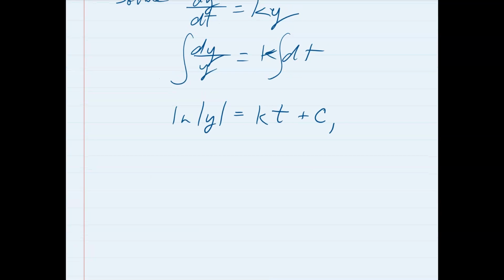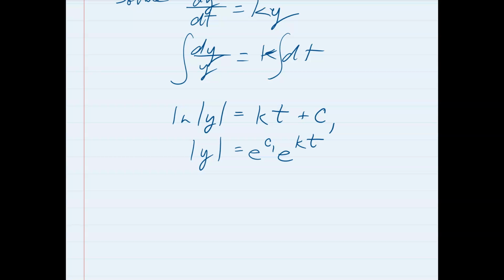And the next step, we're getting used to this now, right, is we're going to exponentiate each side. That will give us the absolute value of y is equal to e to the c1. I'm just changing the order here. Remember, e to the kt plus c1 can be written as e to the c1 times e to the kt, like so. And we want to get rid of this absolute value on the left.